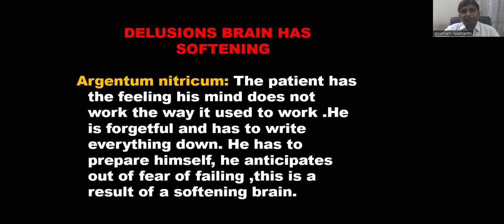Next rubric, delusion: brain has softening. That is, the brain is becoming softened. Argentum nitricum. So in Argentum nitricum, the patient has the feeling that his mind does not work the way it used to work. Usually it works well, but whenever this delusion occurs, he feels that his mind is not working well. He is forgetful and has to write everything down. He has to prepare himself. He anticipates out of fear of failing. This is the result of softening brain.